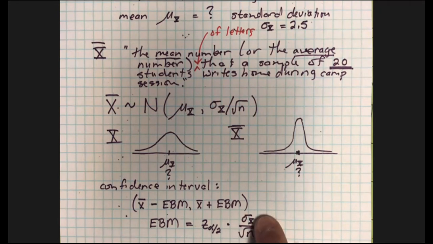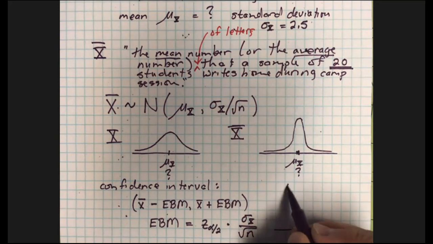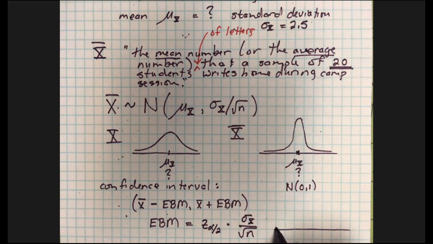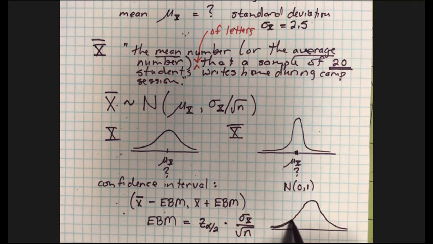Now, you're given sigma x, you're given n. What was the z alpha over 2? Remember, the z alpha over 2 is from a standard normal distribution, with mean 0 and standard deviation 1. Kind of in some sense like the mother of all normal distributions. Centered at 0 with standard deviation 1 left and right and 2, etc.